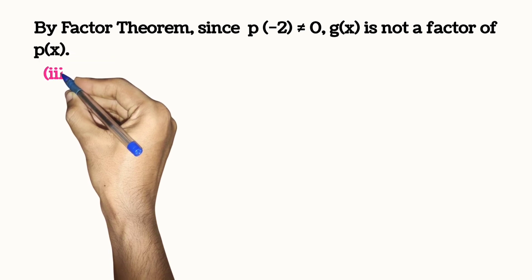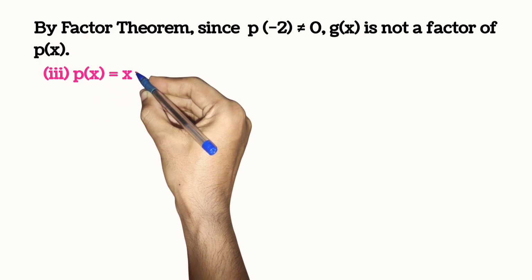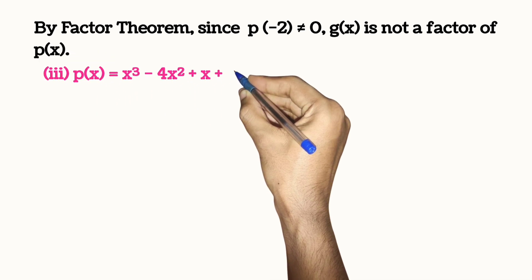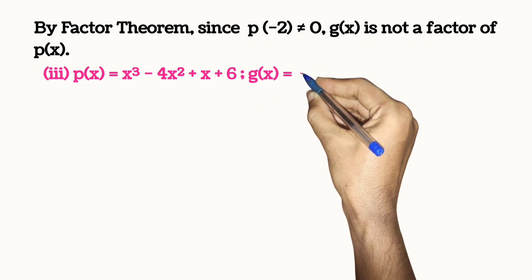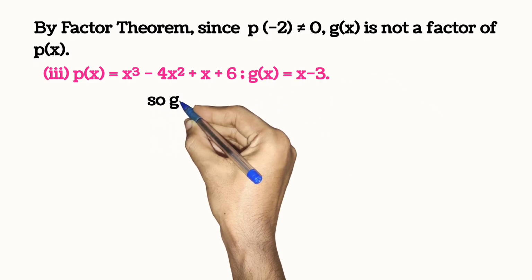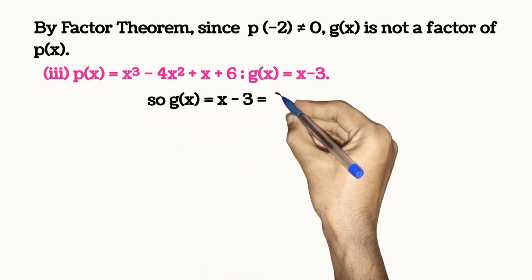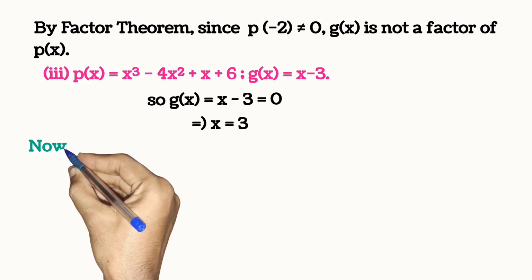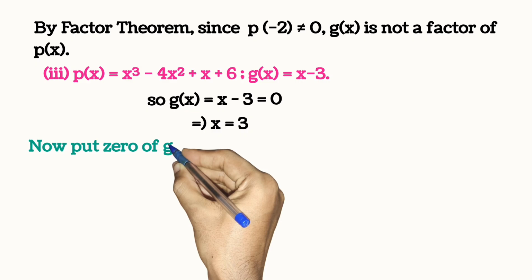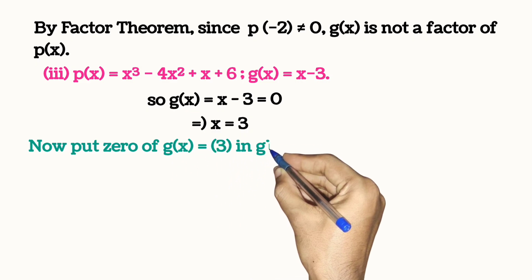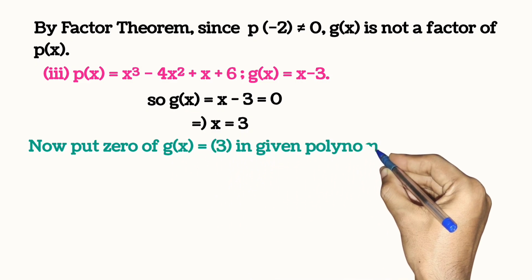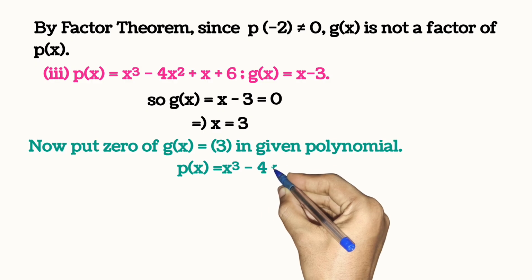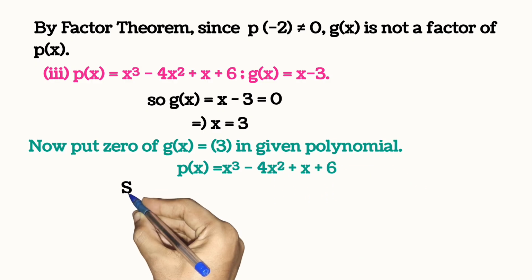Now look at another polynomial p(x) = x³ − 4x² + x + 6 and g(x) = x − 3. So g(x) = x − 3 = 0, then x = 3. Now put the zero of g(x), which is 3, in the given polynomial p(x) = x³ − 4x² + x + 6.